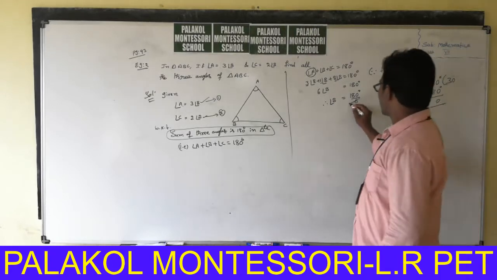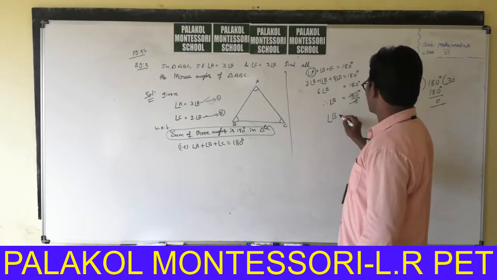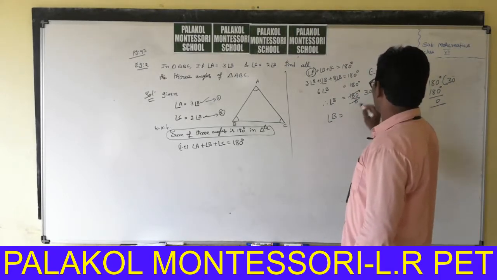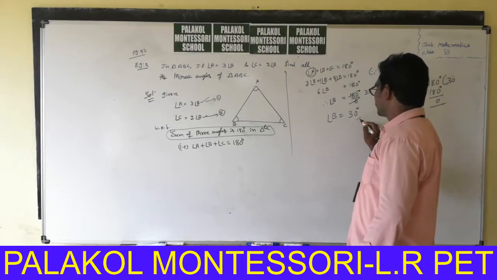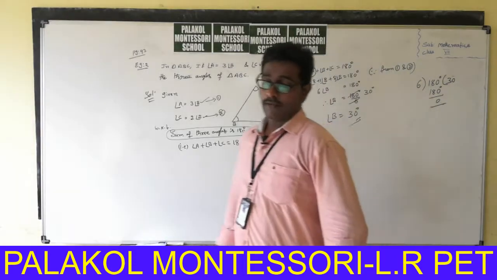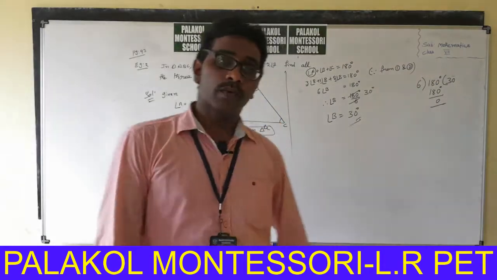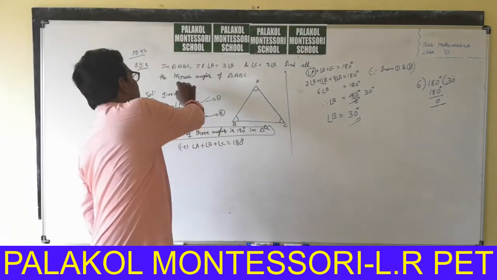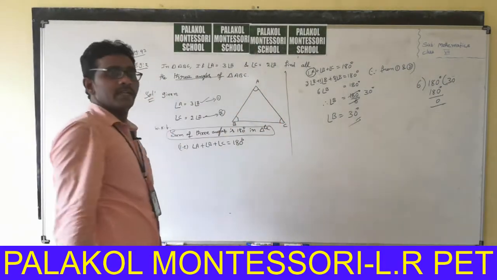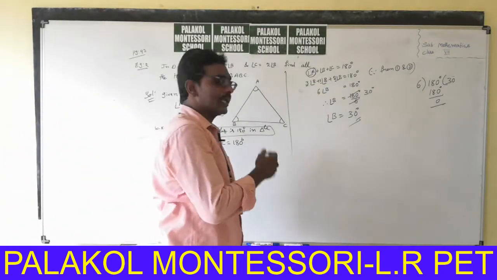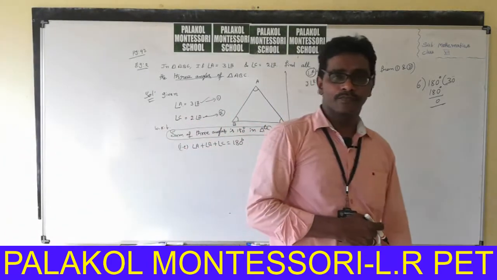So, it's cancelled how many times? 30 times. So, angle B is equal to 30 degrees. The sum is not over. Why? Because you have to find out three angles, and now you have found only one angle, that is angle B.